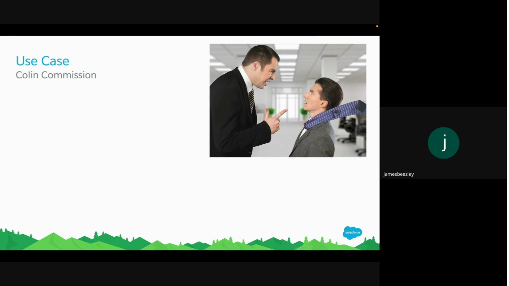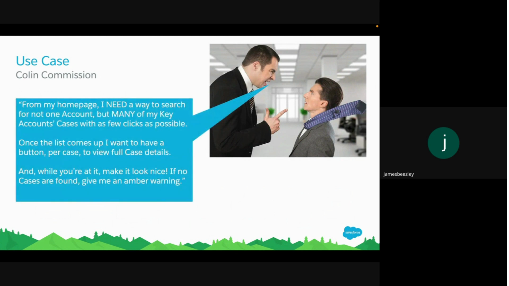This is our customer support executive called Colin Commission. And he says, from my homepage, I need a way to search for not one account, but many of my key accounts' cases with as few clicks as possible. Once the list comes up, I want to have a button per case to view full case details. And while you're at it, make it look nice. If no cases are found, give me an amber warning. So he's obviously a very demanding fellow, and we want to use some quickly built solution to fulfill this.